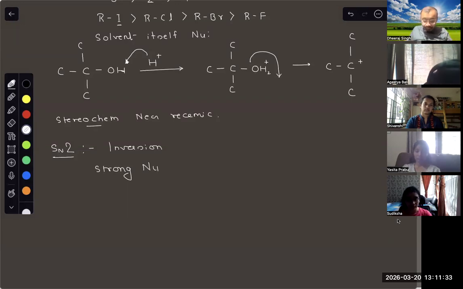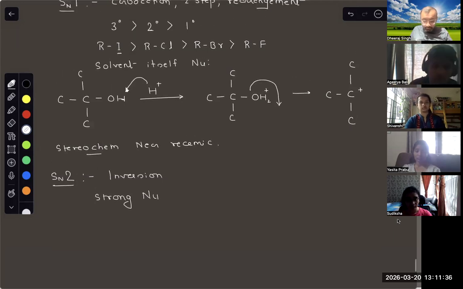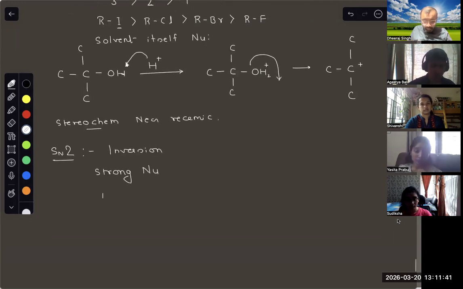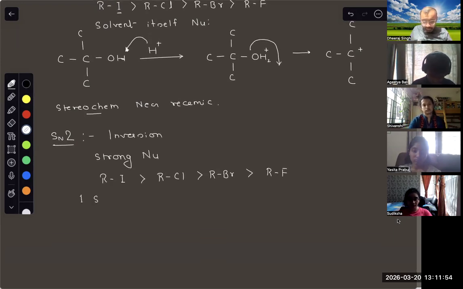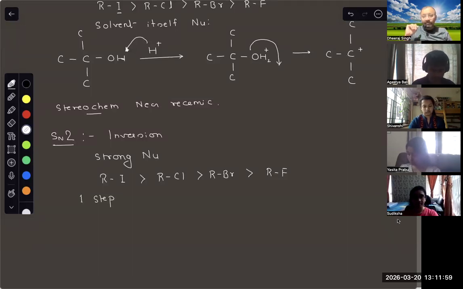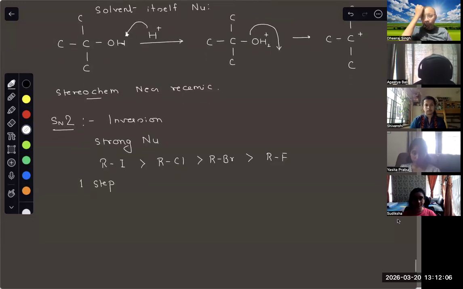right? Now, over here also, you can say RI, RCl, this is how it is, because a good leaving group will always accelerate the reaction. Then it is a one-step reaction. So when the nucleophile attacks, the bond is formed and broken at the same time, right? So there is a complex that gets created.